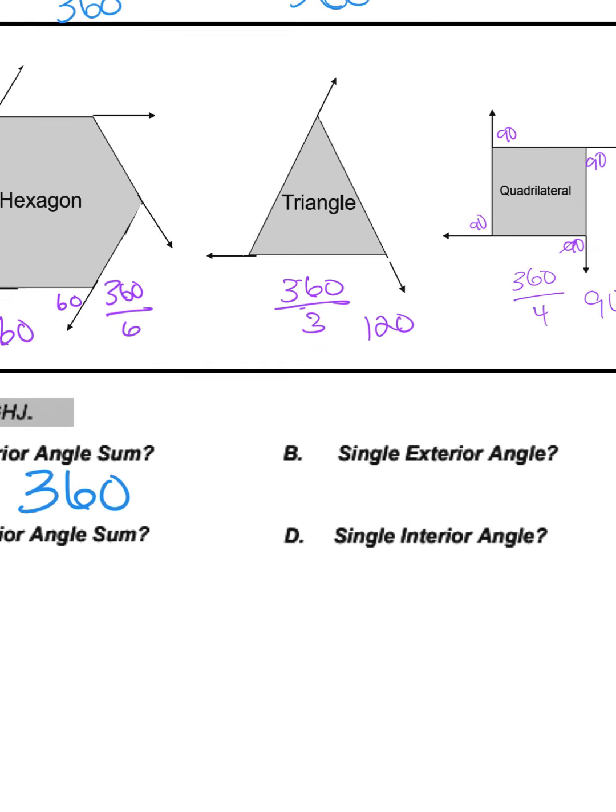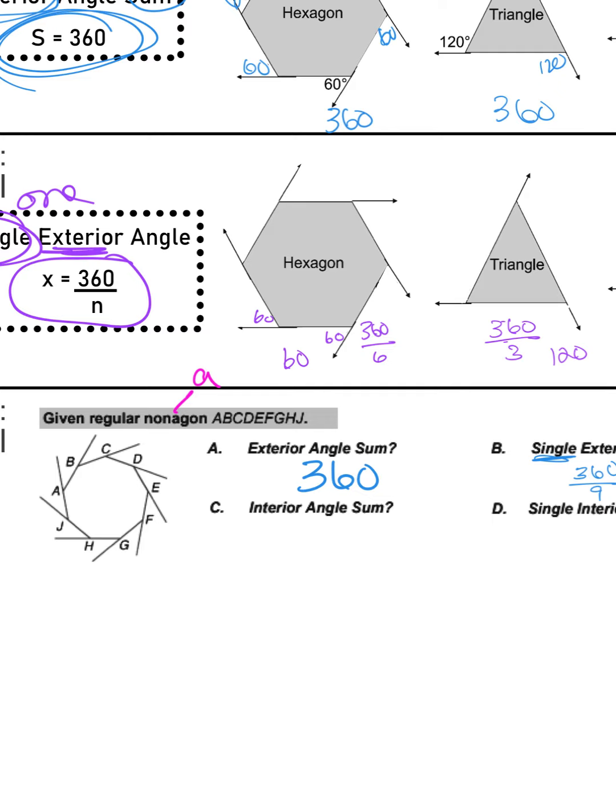Then right here, a single exterior angle, so that means we have to divide by something. We have 360. How many sides does it have? 9. So 360 divided by 9. One exterior angle is going to be 40. Then it says interior angle sum. On this one, sum means all. So you're going to have 180 times 9 minus 2. So that's 7 times 180. That gives me 1,260. So all the interior angles add up to this right here.